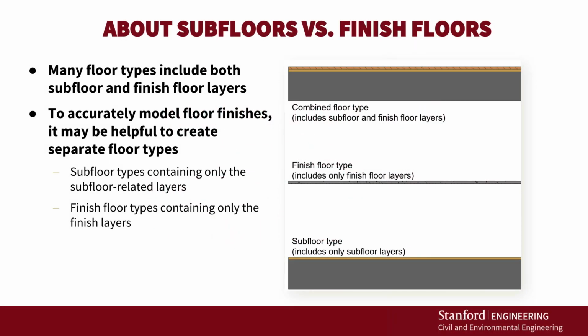As we create quick, early versions of our building model, it's quite common to use combined floor types. That's floors that include both layers that represent the subfloor assembly, as well as layers that represent the finished materials for the floor. But as we develop our model and increase the accuracy of the model of the floor, it's helpful to actually separate the floor into two different types.